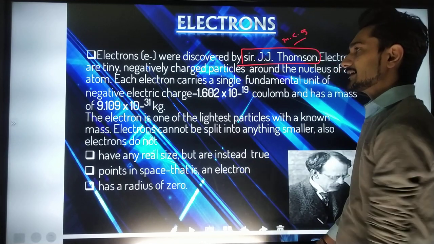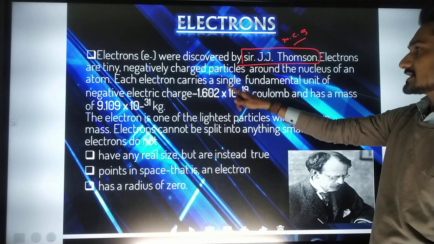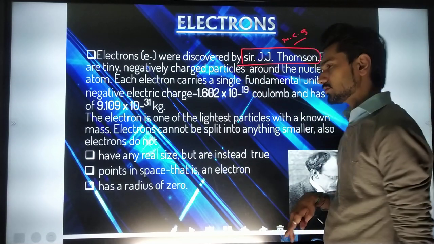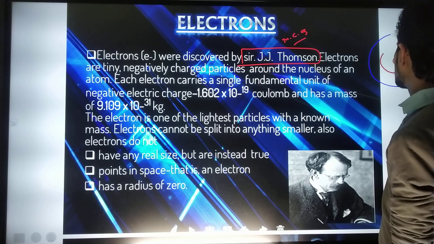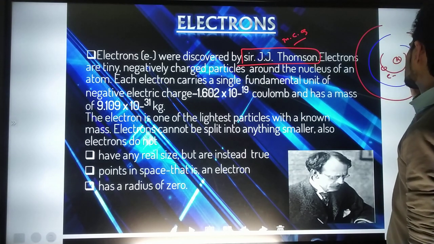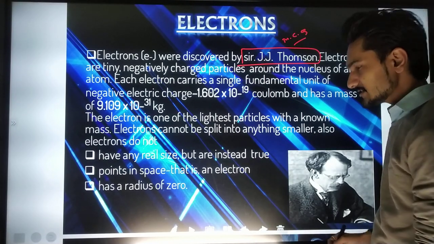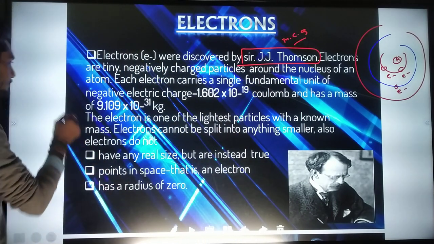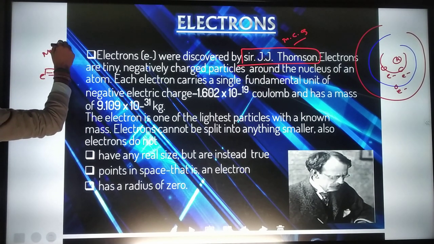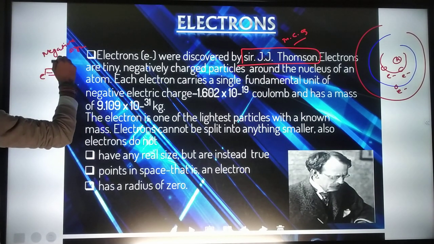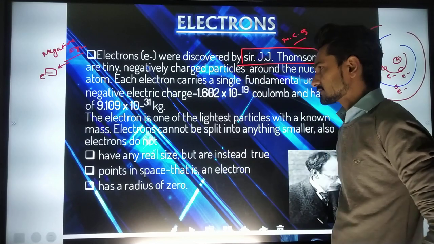Electrons are tiny, negatively charged particles around the nucleus of an atom. Already we have discussed that there are protons and neutrons, and in the orbit, electrons are revolving, which has a negative charge. That is why I am specifically giving you a sign that represents the negative sign, which basically represents the electron, because it is a negatively charged particle.